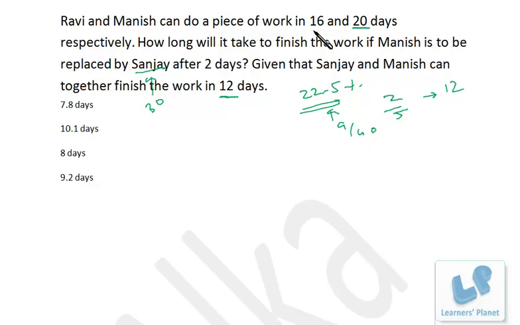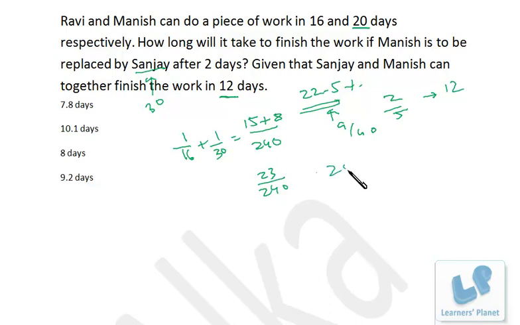Now this guy Ravi and Sanjay, both of them are working now. So 1 by 16 plus 1 by 30, we can say, so that's 240. Per day they are doing 23 by 240 of the work. Now they have to do 31 by 40 of the work. So how much time will they take?